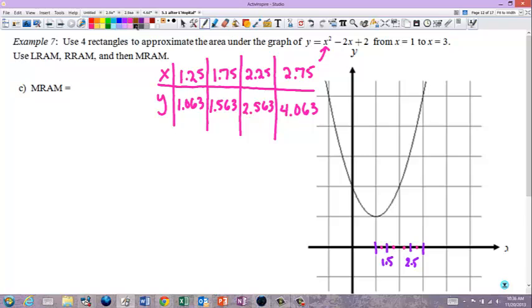You're going to take it, come up from the midpoint all the way up, put a point on my graph, and then drop the rectangle down, just like that. Midpoint all the way up to here, drop your rectangle. Start at the midpoint, go all the way up, draw your rectangle.